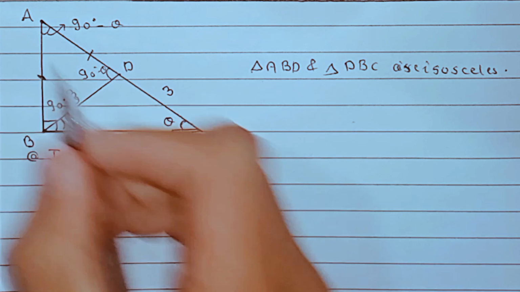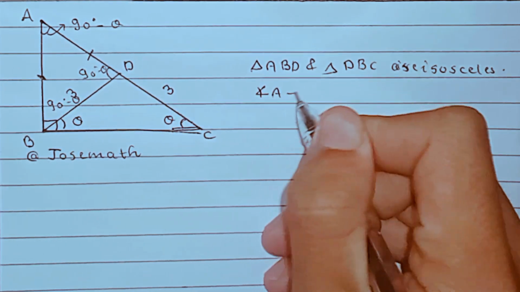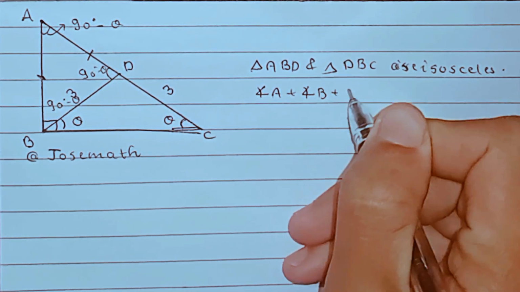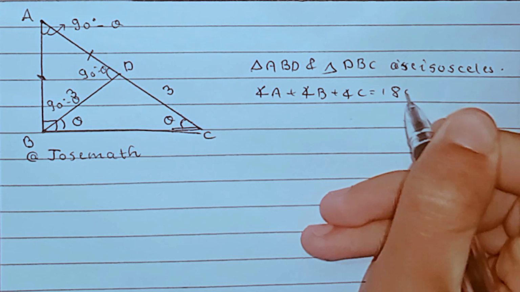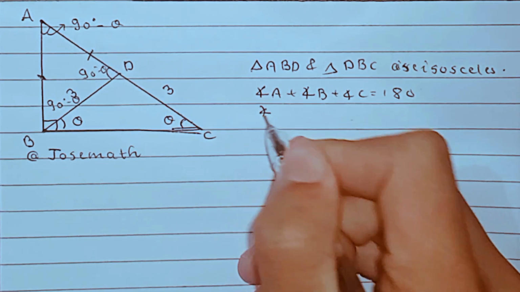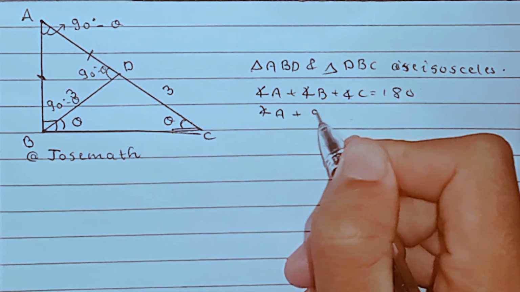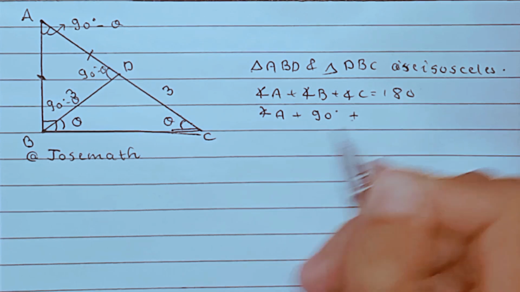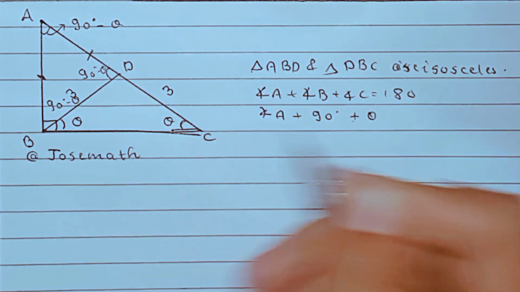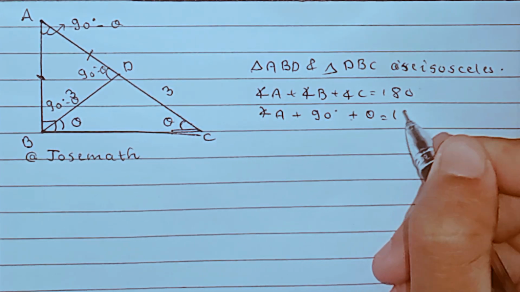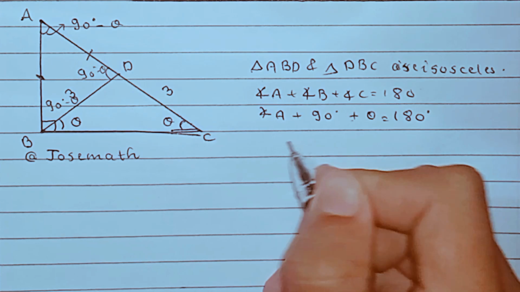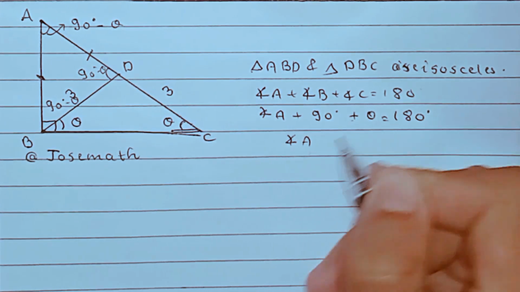We can write like that: angle A plus angle B plus angle C is equal to 180 degrees. We will find the value of angle A. Angle B is 90 degrees, and finally the value of C is theta, which we have assumed. So angle A, when we subtract, will be 90 degrees minus theta.